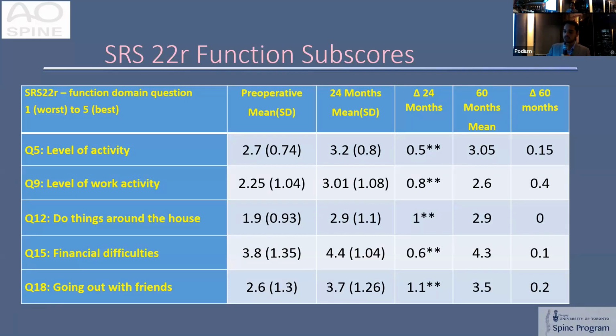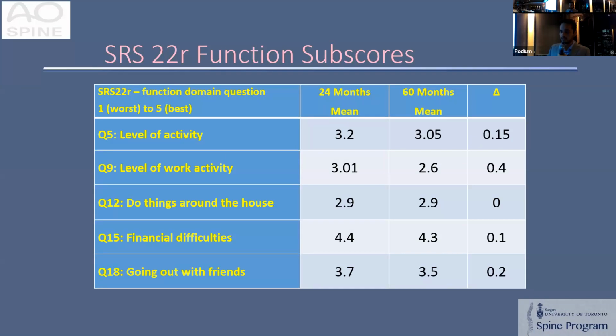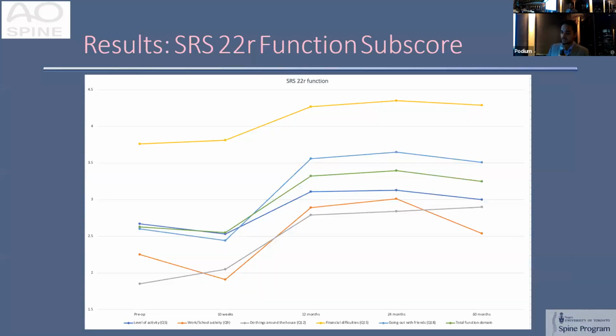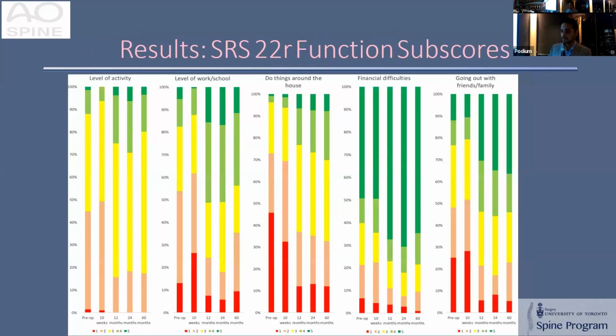When we look at the function subscores from preoperative to 2 years post-op, we see all of these components show significant improvement at 2 years post-op. And then the improvements are maintained at 5 years post-op. Similarly, the mean scores at 24 months and 60 months, the change is not significant. When we look at the overall improvement in each of these function subscores, we see that there's a slight decline in the immediate post-op period at 10 weeks, after which we start to see steady improvement that is maintained over the 5-year follow-up.